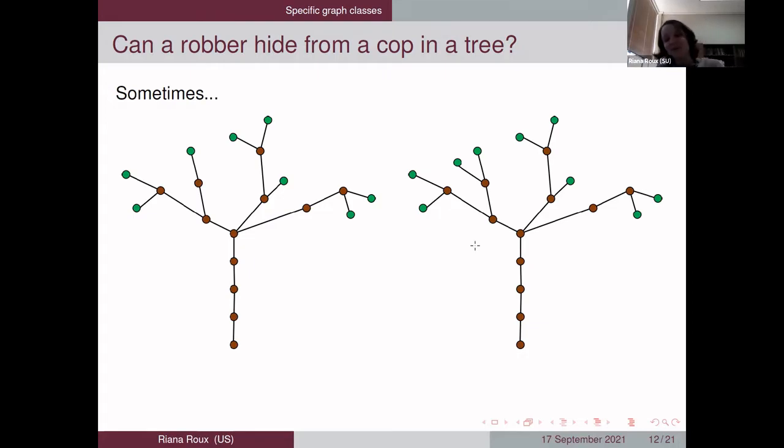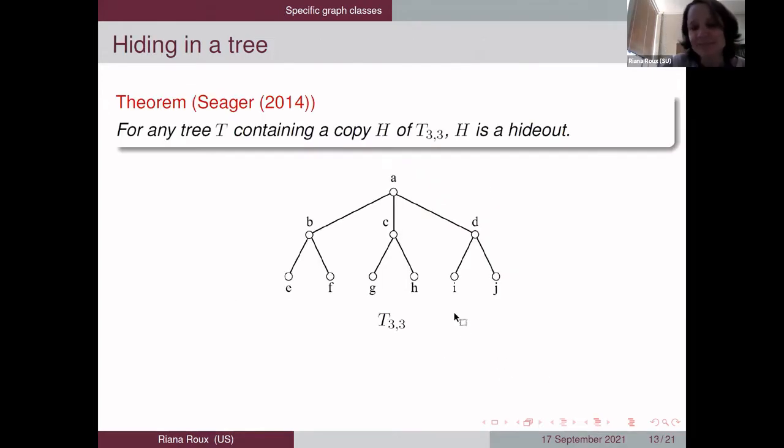This is, however, not the reason why the robber can hide from a cop in a tree, but rather because of this substructure that's highlighted in red. And it was shown that this substructure, T33, is always a hideout from one cop in a tree. So it means whenever this is present, then one cop will not be enough. And I want to show you why this is true.